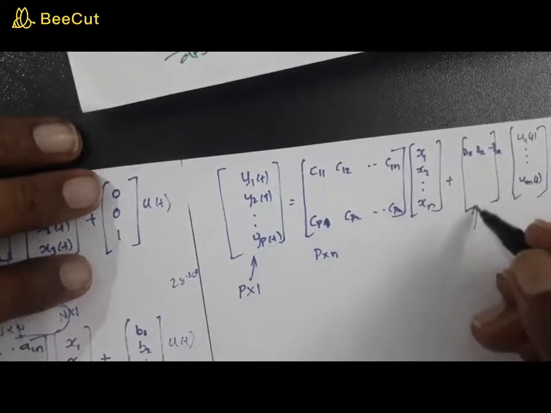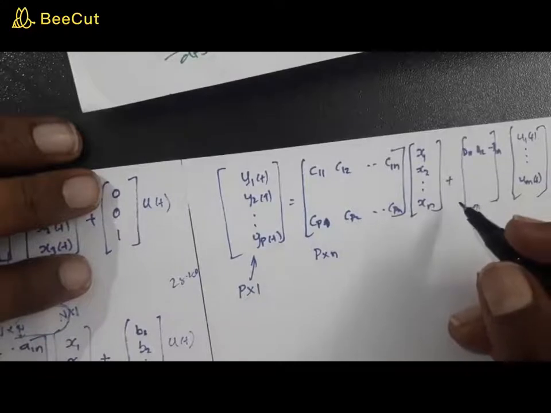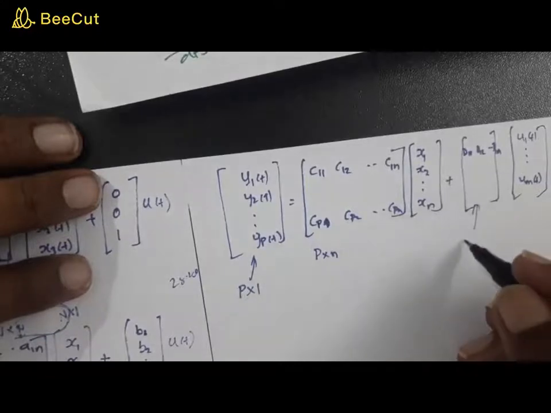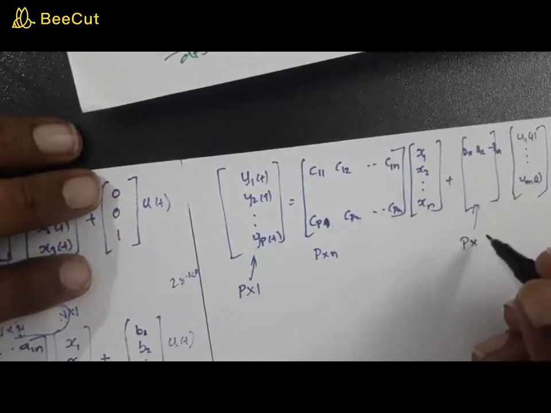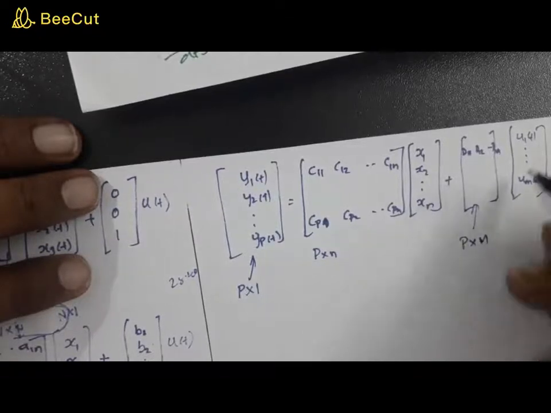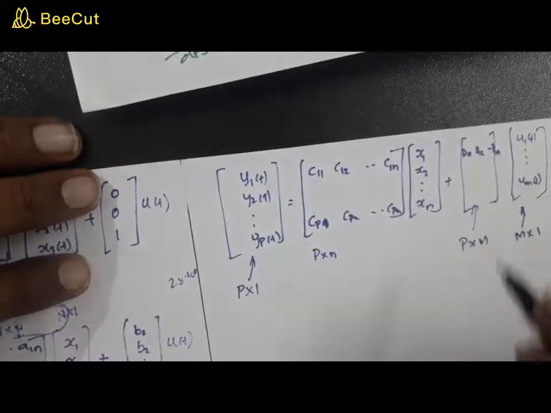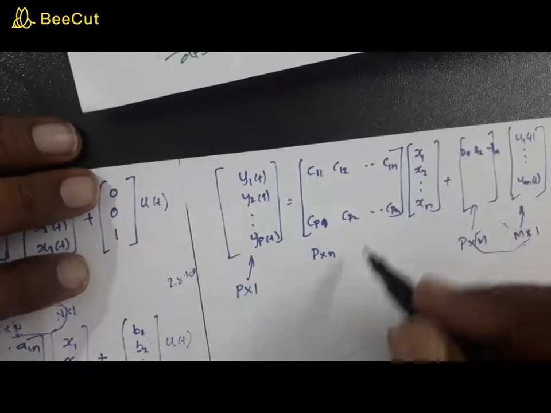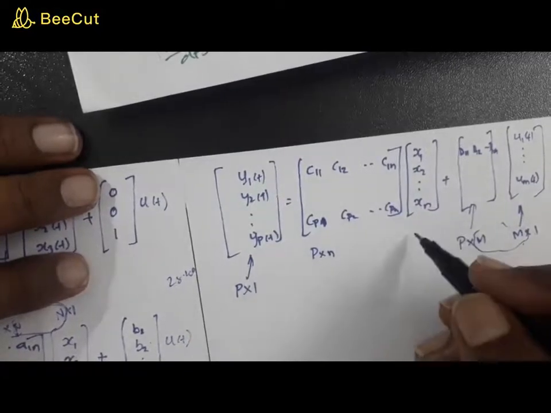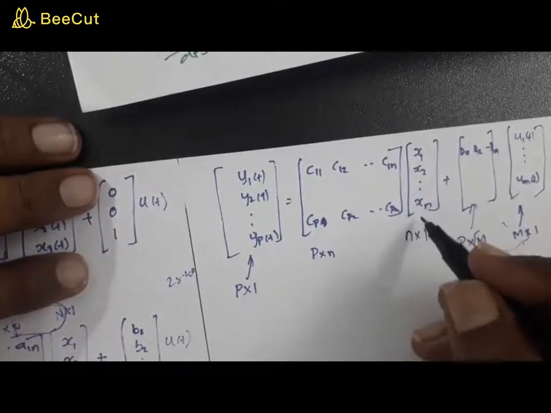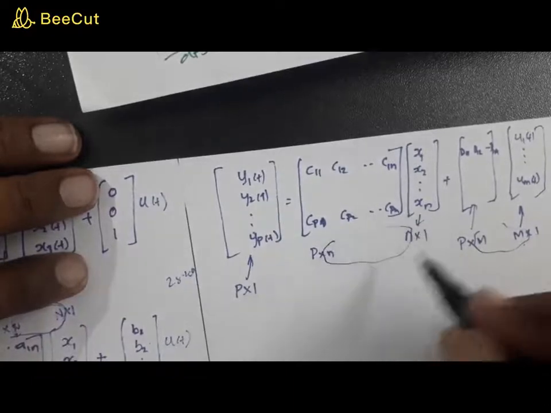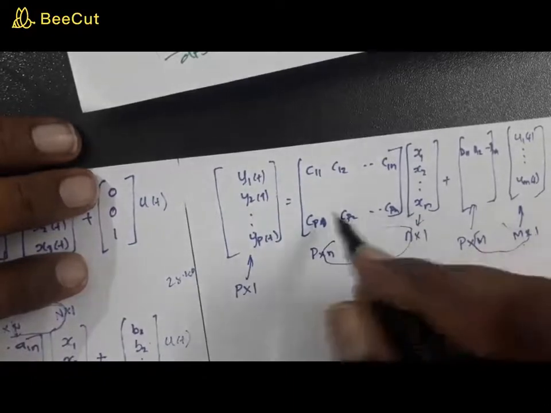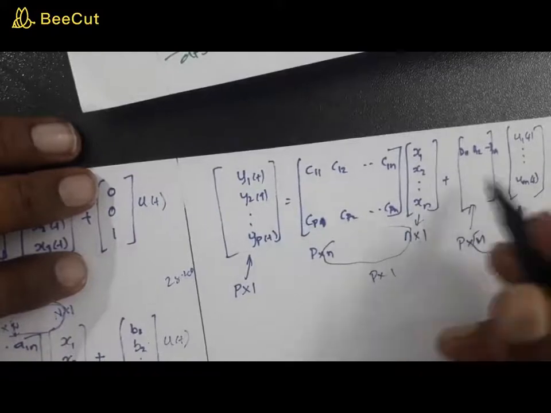So what type of matrix will this be? This will be a p into m matrix, while this one is an m into 1 matrix. So this is again multipliable, resulting in a p into 1 matrix. This is p into n, and this is an n into 1 matrix. So this is again multiplied, resulting in a p into 1. So the two p into 1 matrices can be added together.